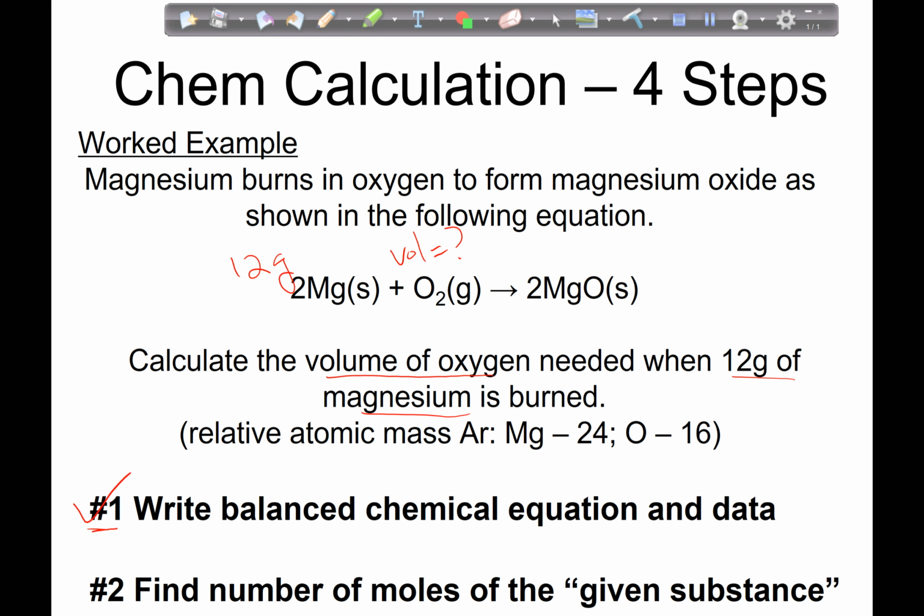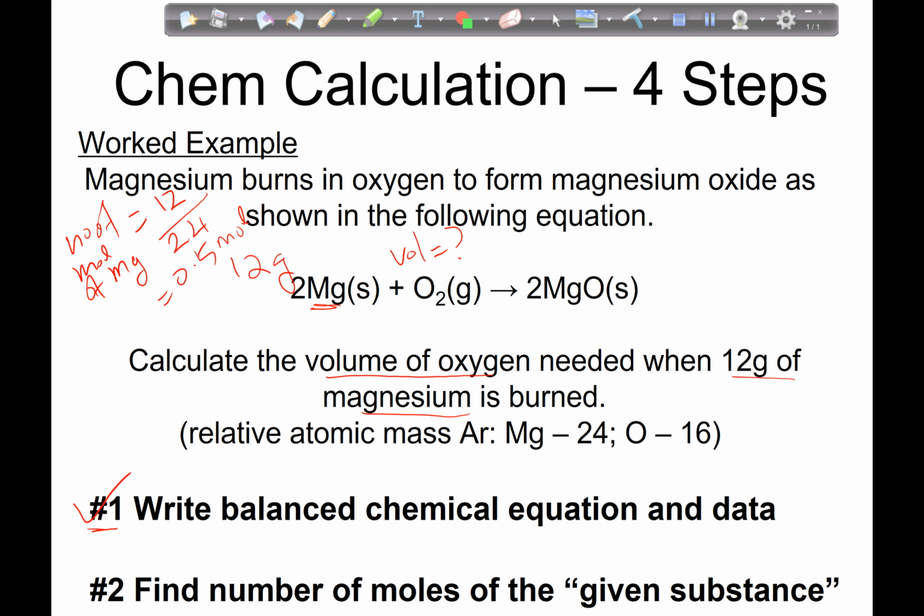Step number 2, find the number of moles of the given substance. If you look at these two data, we can only find the number of moles of magnesium. So in this case, the number of moles of magnesium equals mass, which is this, over the Mr. The Mr of magnesium is actually 24. You will calculate it to be 0.5 mole. Alright, so step number 2 done.